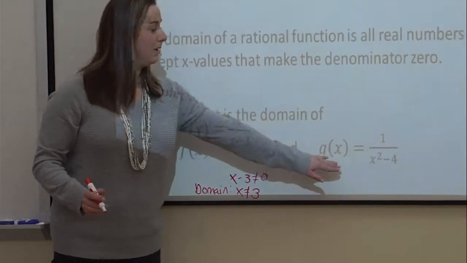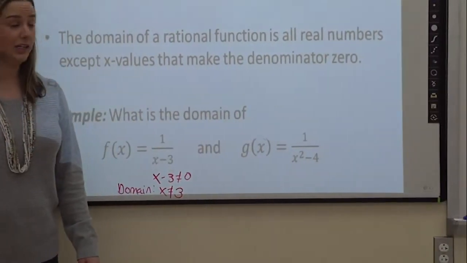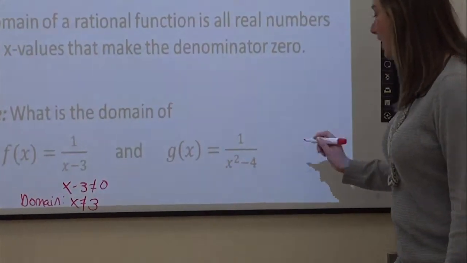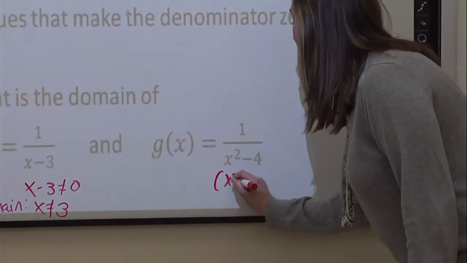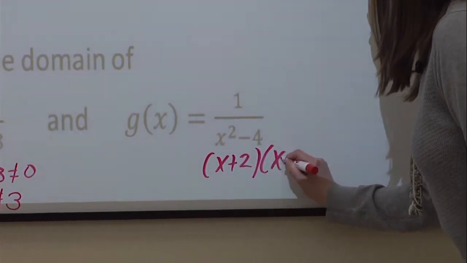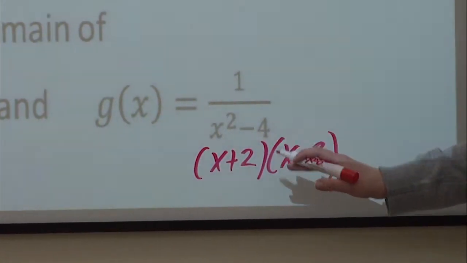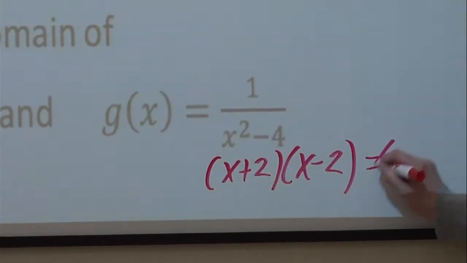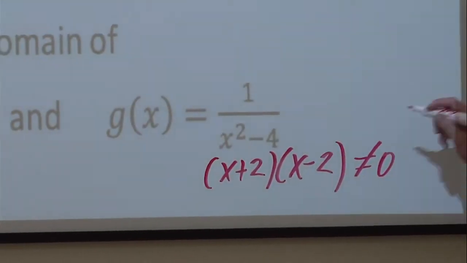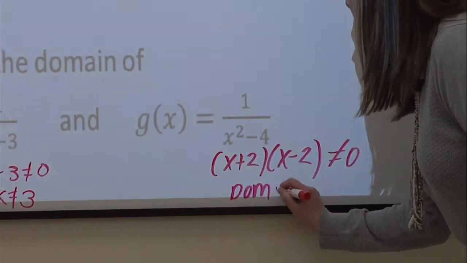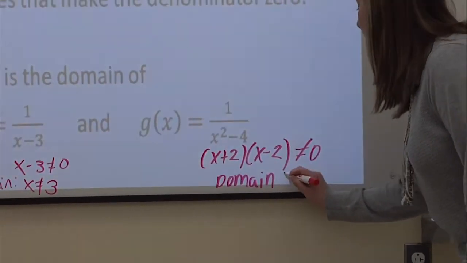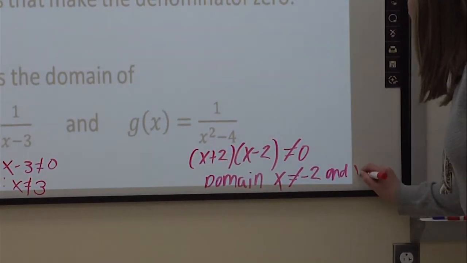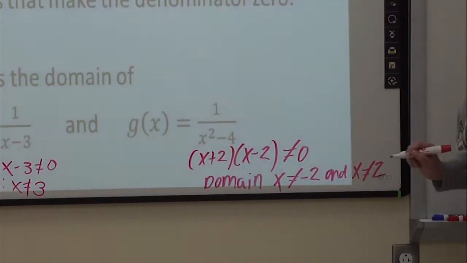For this problem, I recognize a quadratic, so one of the first things that I want to do is factor this. When I factor this, I'm going to think about this as x plus 2 and x minus 2. So I'm saying to myself, when is the denominator going to equal 0? The domain is all reals except x can't equal negative 2 and x can't equal positive 2.